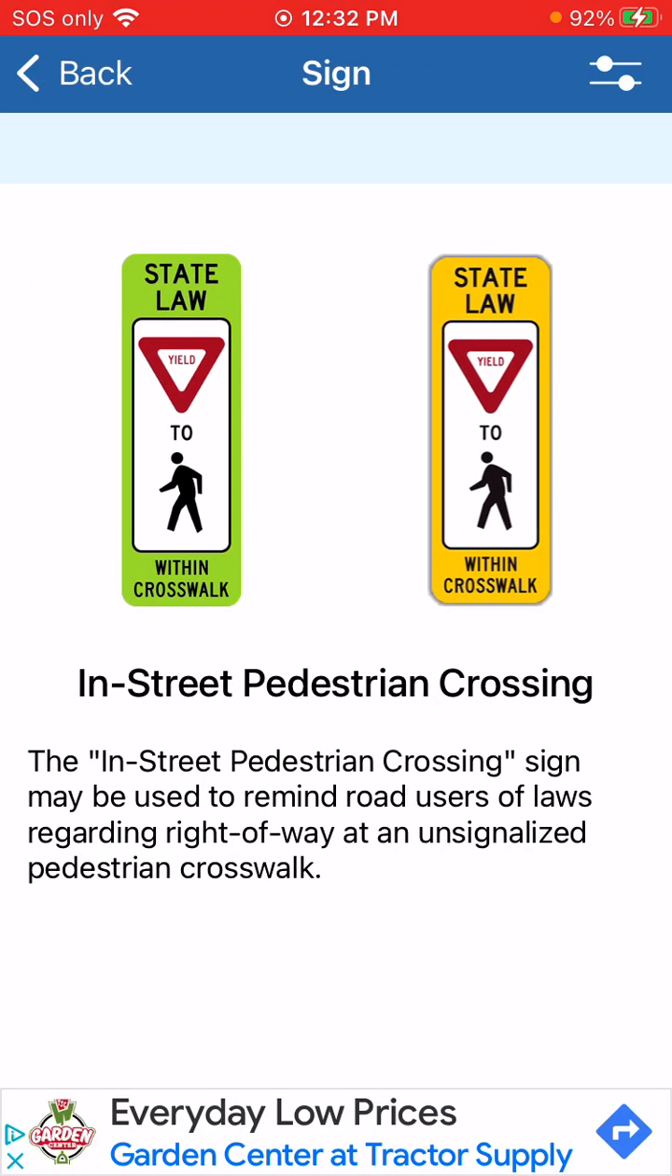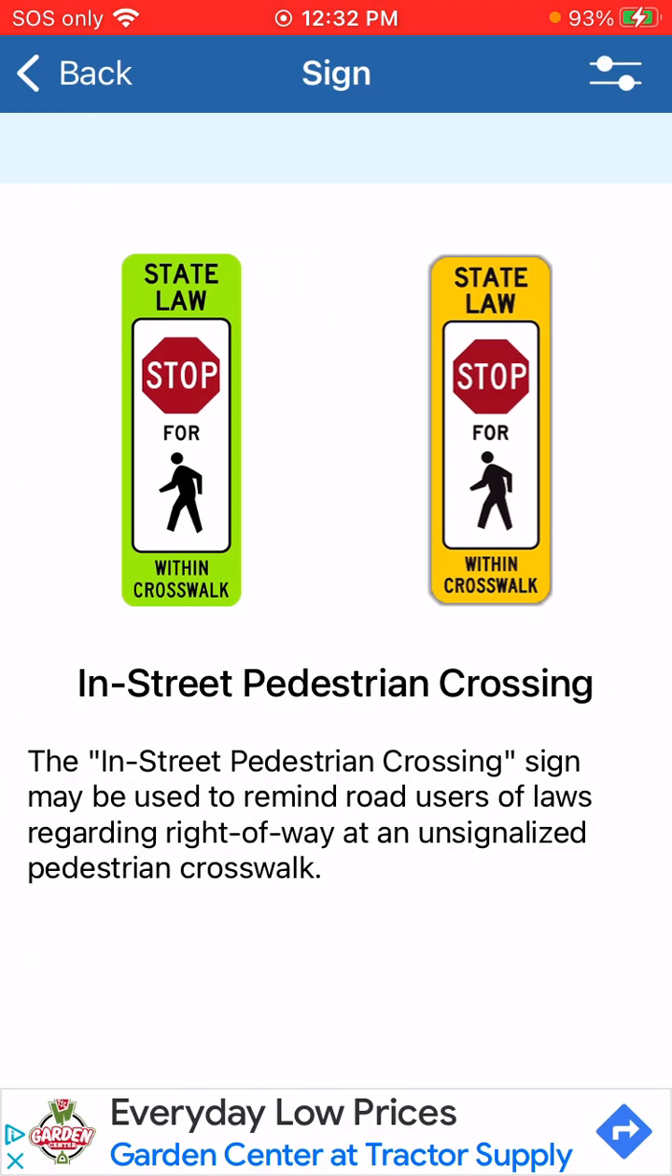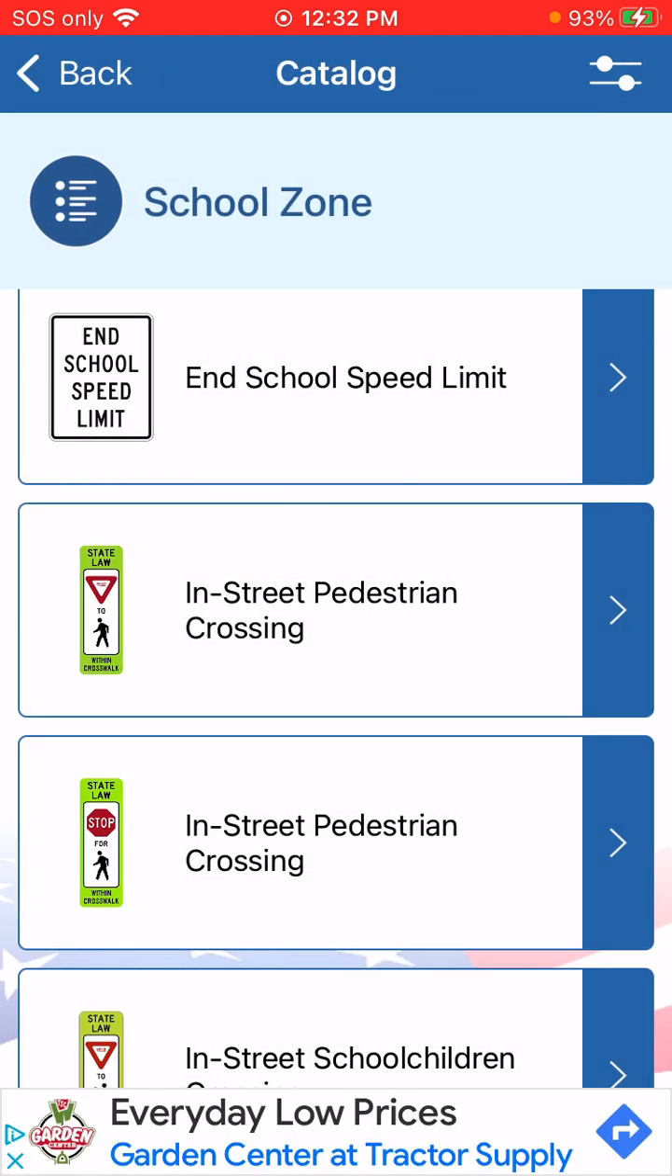In-street pedestrian crossing. The in-street pedestrian crossing sign may be used to remind road users of laws regarding right-of-way at an unsignalized pedestrian crosswalk.